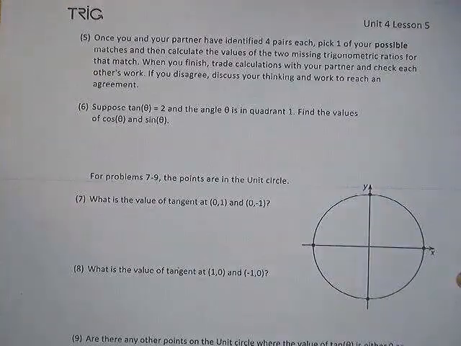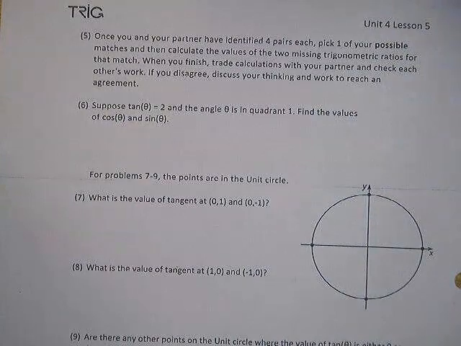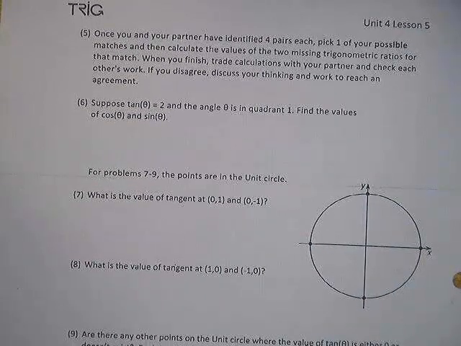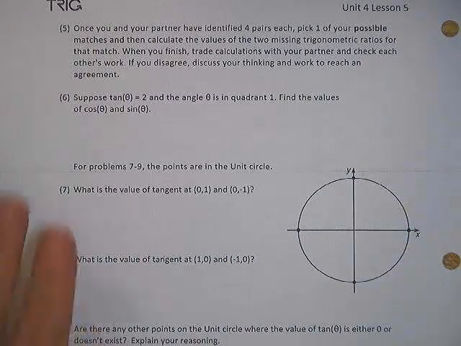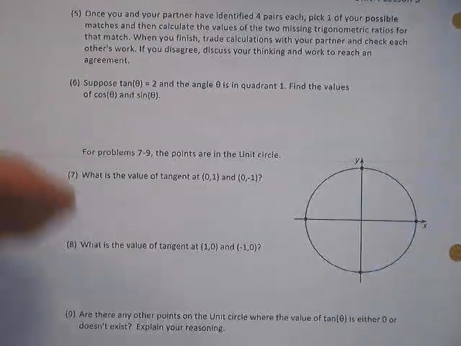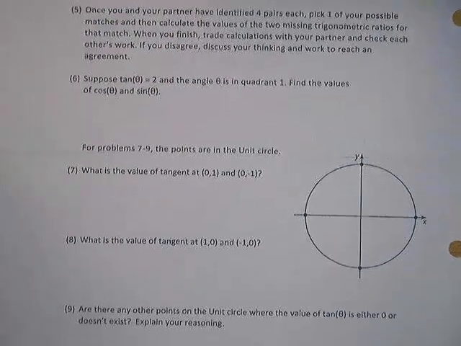Problem 5 is asking you, once you and your partner have identified 4 pairs each, pick one of your possible matching pairs and calculate the value of the 2 missing trig functions for that match. When you finish the trig calculations with your partner, check to see if you agree with each other's work. I'm going to begin our discussion with problem 6, and then go to the end of the activity.